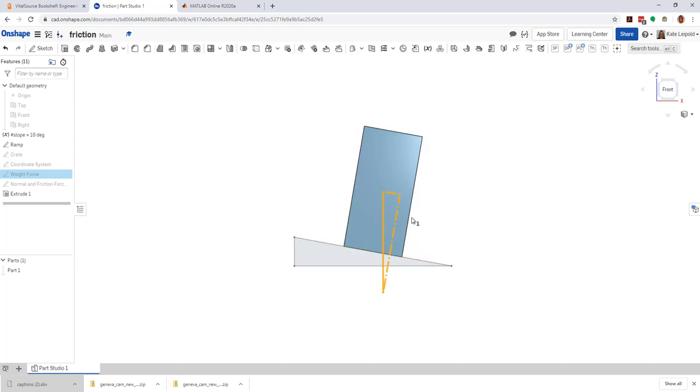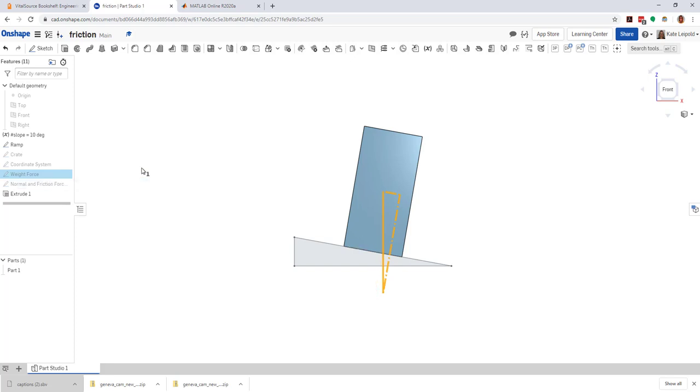So this isn't really telling me if it's going to slide or not because I don't know anything about the coefficient of friction, but I can see that moment of impending motion would be when here's my friction force and here's my normal force. Normal force is here, friction force is here. So the ratio between those would be the coefficient of friction.